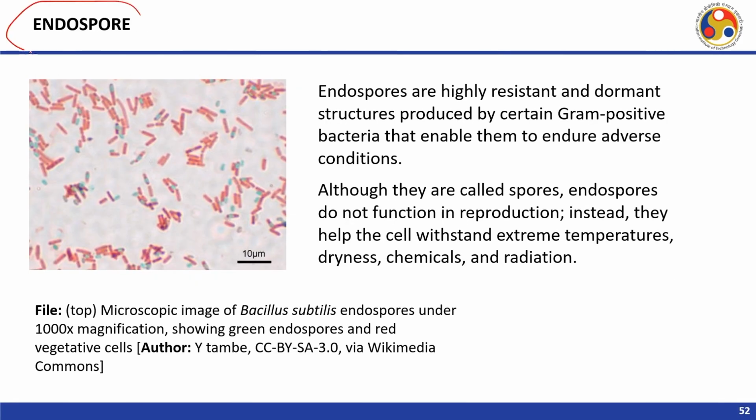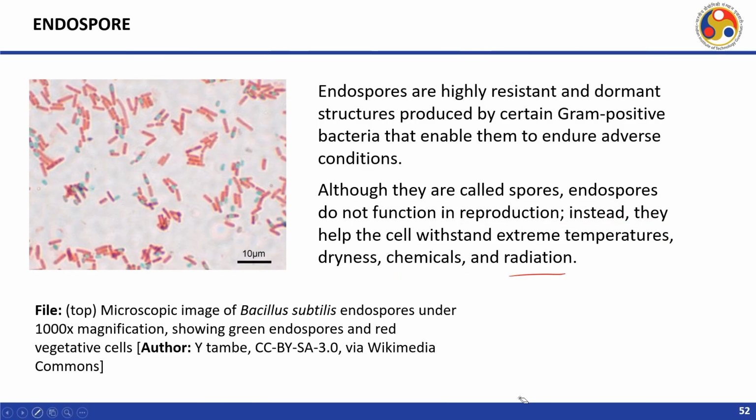Let us now discuss one important topic in bacteria, which is endospores. These endospores are highly resistant, dormant structures produced by certain gram-positive bacteria, which enable them to endure adverse conditions. Although they are called spores, endospores do not function in reproduction. Instead, they help the cell withstand extreme temperatures, dryness, chemicals, and radiation.